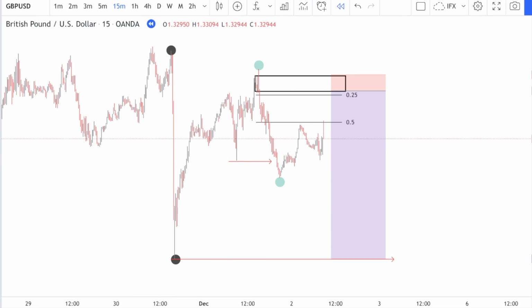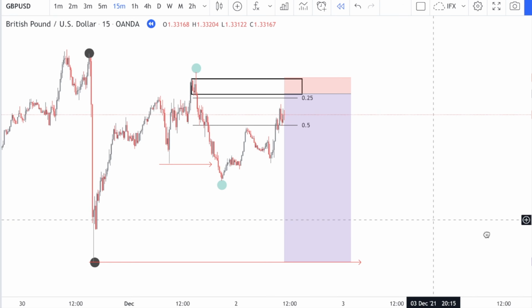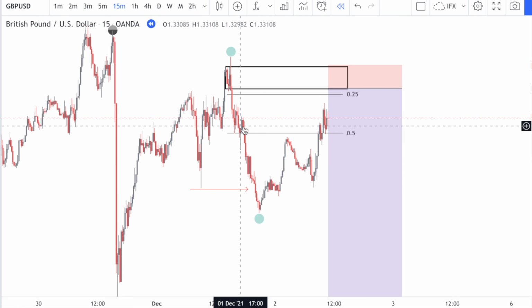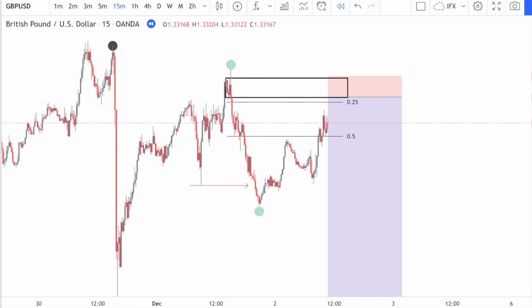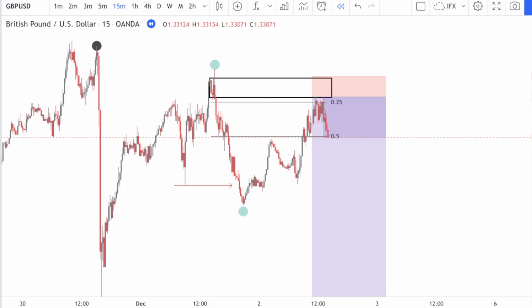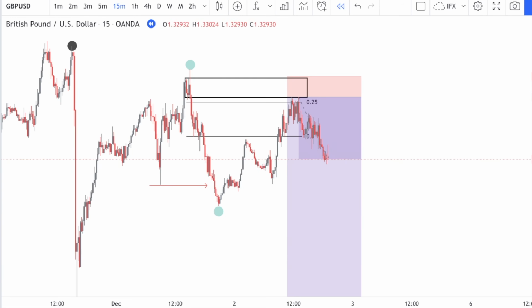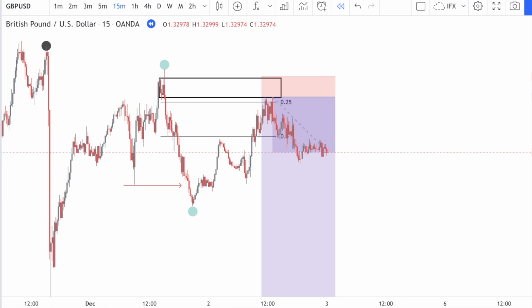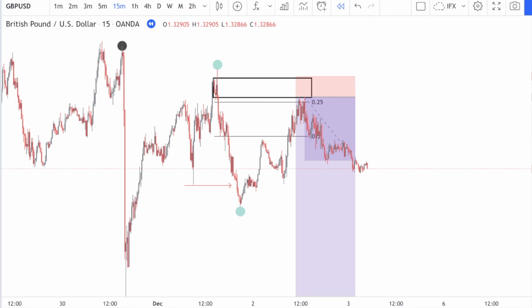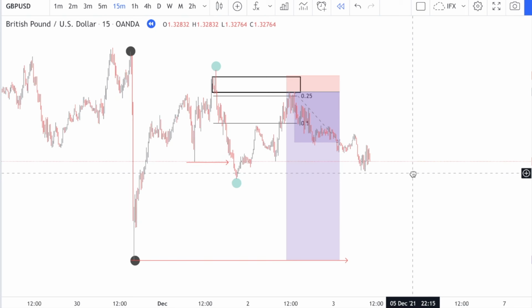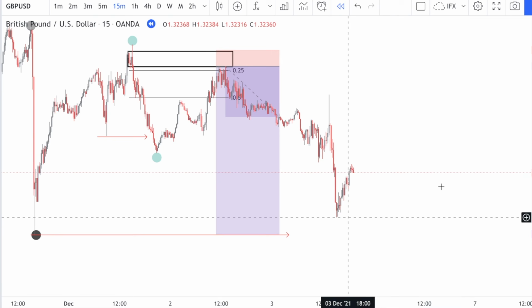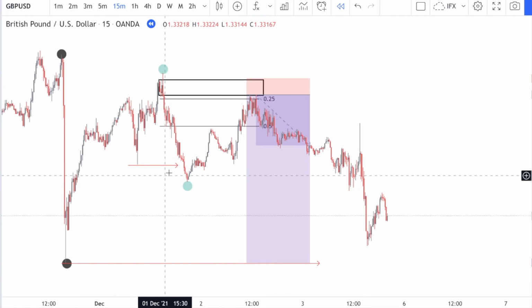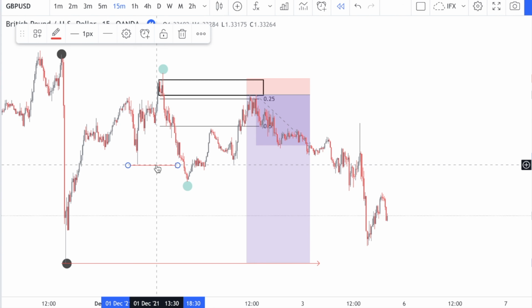So what we can see, look, we've got that initial reaction from this level here where price is well priced. We've got that initial reaction, however it just gets taken out straight away. And then you get tagged in, and off we go.